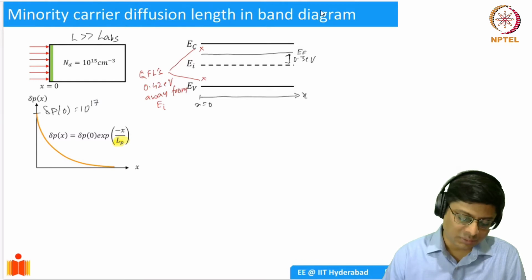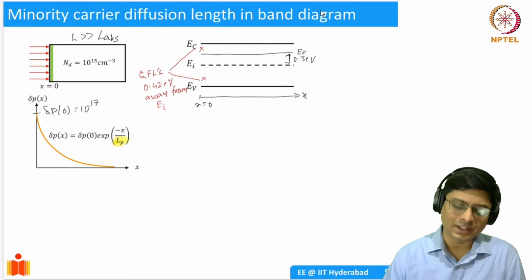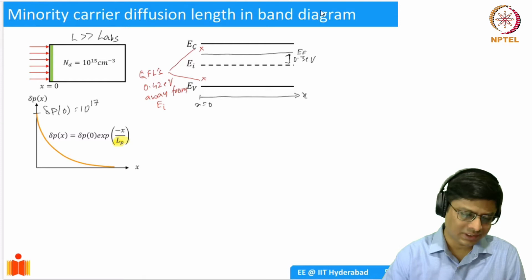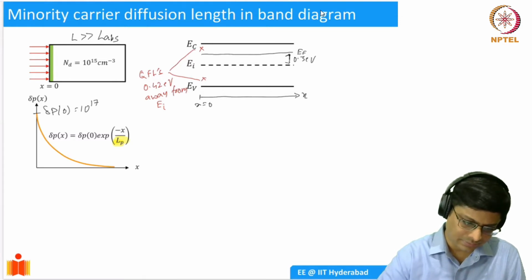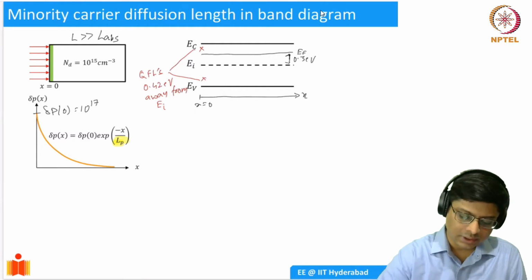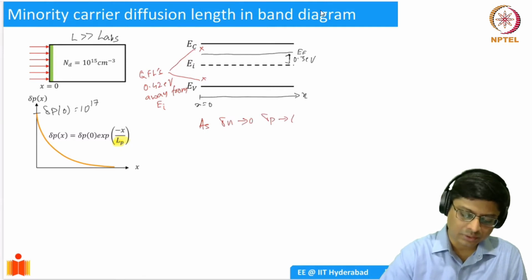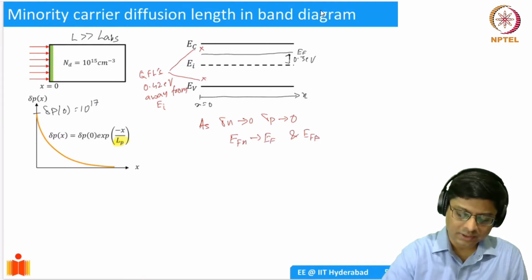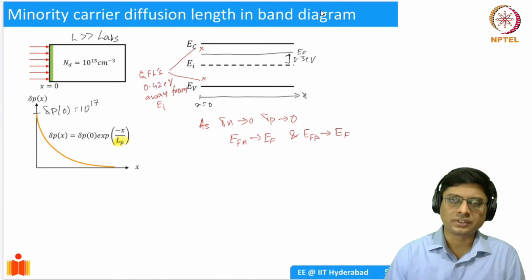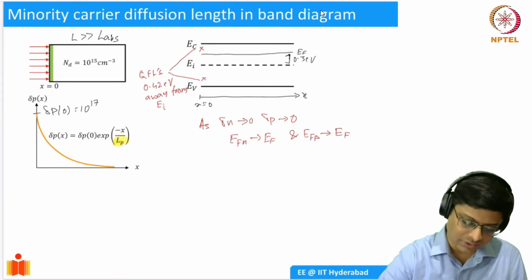Now, what should happen as x tends to infinity? We are just reusing the concepts, right? As delta N tends to 0 and delta P tends to 0, EFN tends to EF, and EFP tends to EF, right? That's what we have seen. So if you go far away, as x tends to infinity, the quasi Fermi levels should merge with EF. So I'll put that as x tends to infinity.